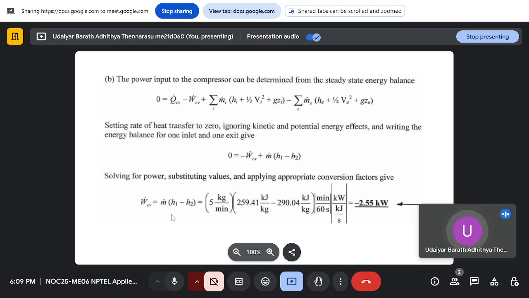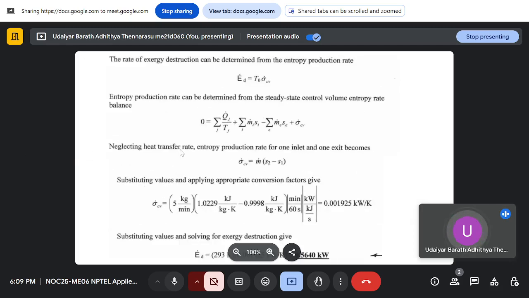Substituting the values here, the inlet enthalpy is 259.41, the exit enthalpy I have found to be 290.04, and the mass flow rate is 5 kg per minute, which I converted to per second by dividing by 60. This will give me the work required for the compressor as 2.55 kilowatt. The minus sign indicates that work is being supplied to the compressor. So minus 2.55 kilowatt is the work required by the compressor.